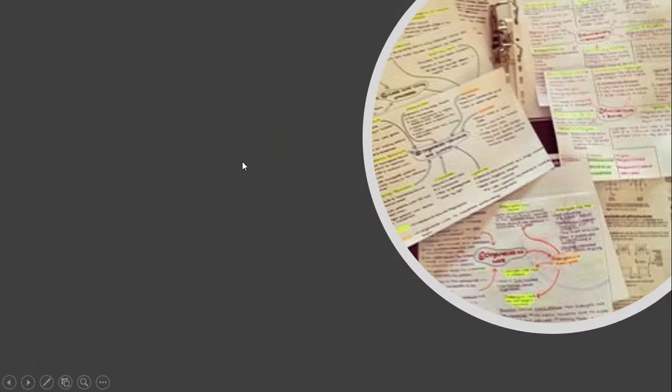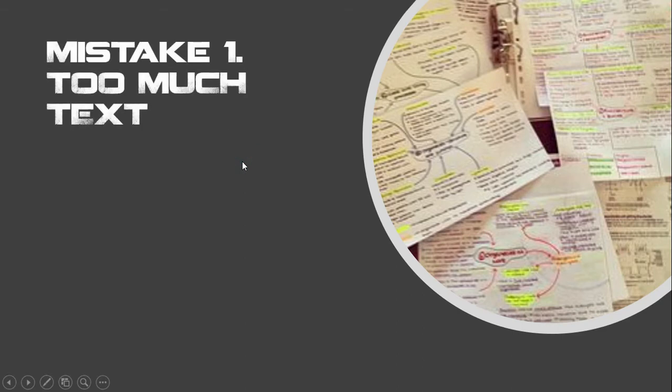The first mistake is too much text on the cue cards. Here we've got some lovely examples of well-presented cue cards, but they've got one major problem. There's too much on them. The writing's very small. It's going to be very difficult to recall all this information.